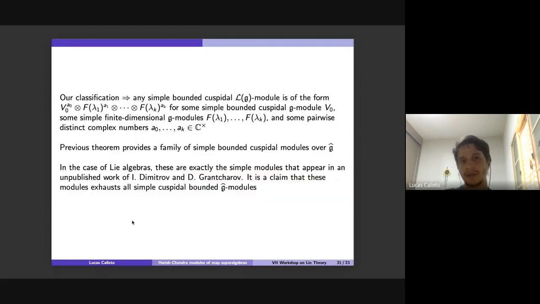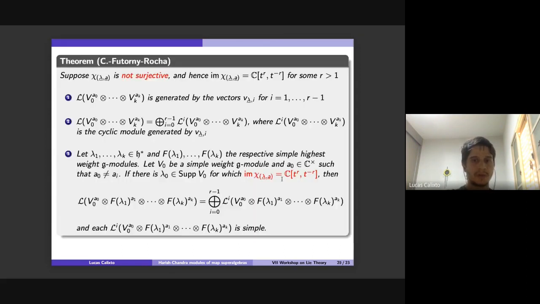And in the case of Lie algebras, it's a statement of an unpublished work of Ivan Dimitrov and Dmitry Grancharov that these modules are precisely all the simple cuspidal modules over G hat. So we kind of believe that this is going to happen also in the super case. In other words, these guys here give a complete classification, but this is not proved.